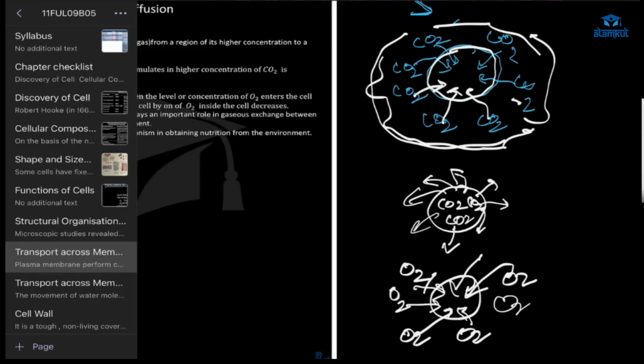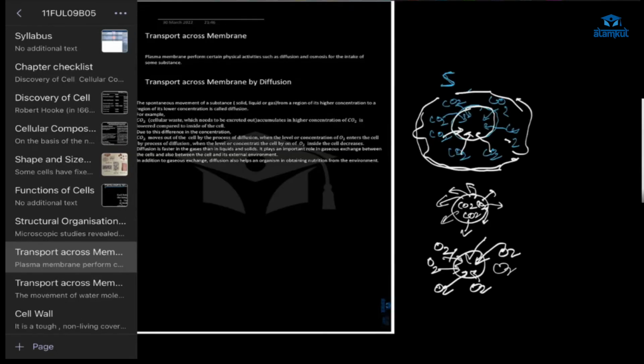Shazan, Arham, got it, ma'am. Got it? Okay, explain to me, Sharia. What is diffusion? How does it occur? Can you tell me just one more time?